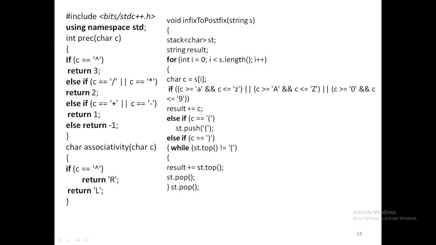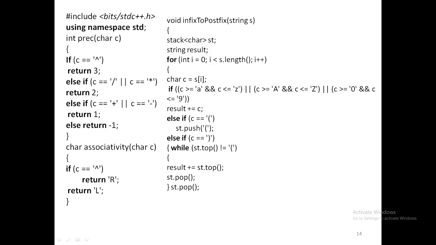Here we have mentioned only the plus, minus, star and the cap. You can also include more operators. Based on that precedence you need to allocate the return value. The one with the highest precedence is given 3, then 2, then 1, otherwise return minus 1. And associativity: the cap is right to left. The remaining operators are left to right only.